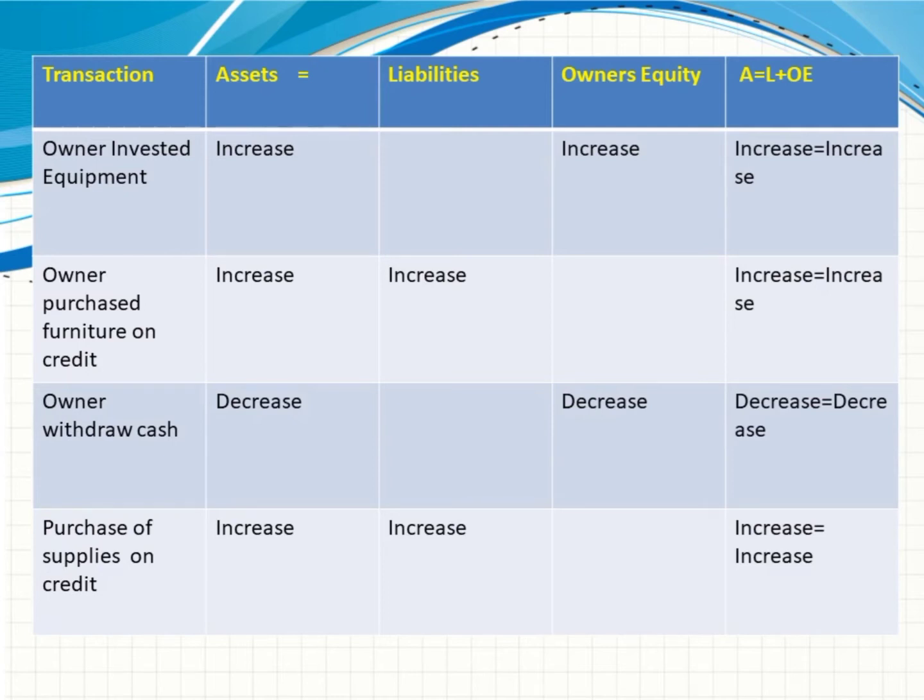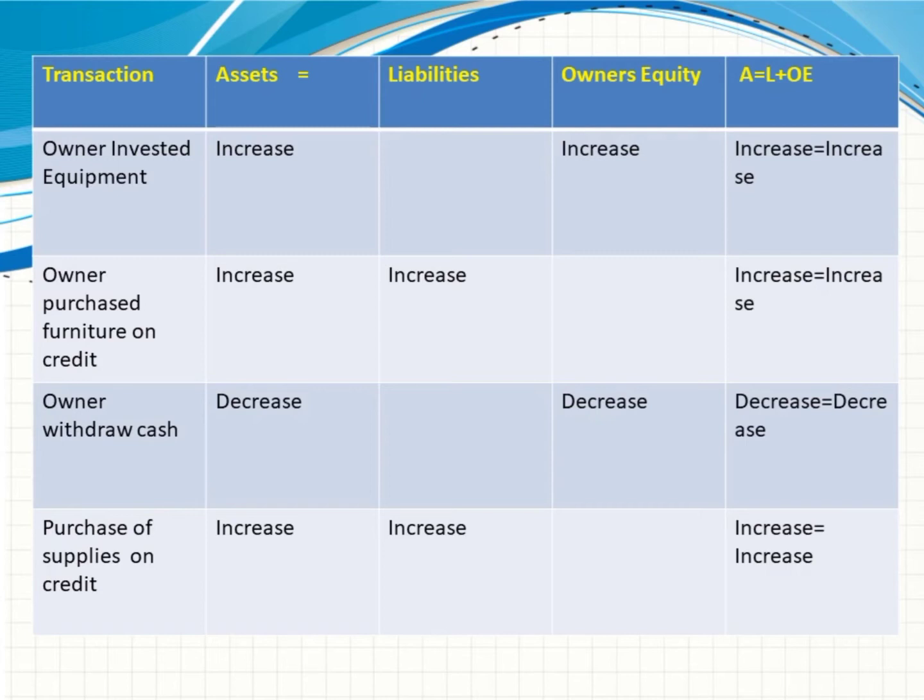Try to look at the example for number 3. There is a decrease in assets, and at the same time a decrease in owner's equity. So at the end of this transaction, the accounting equation is still equal. There is a decrease on one side of the equation and there is also a decrease on the other side.